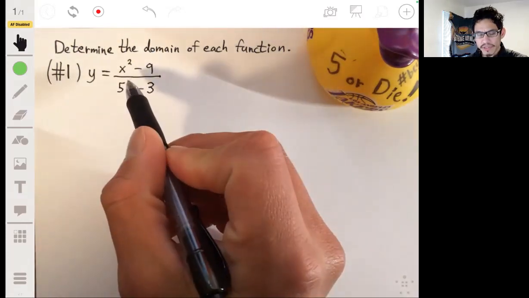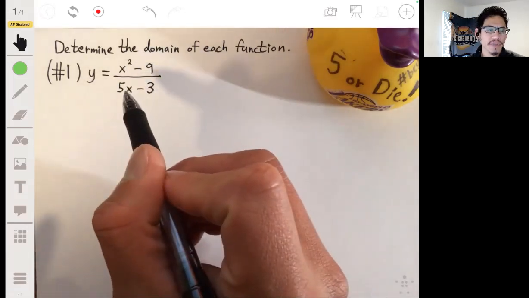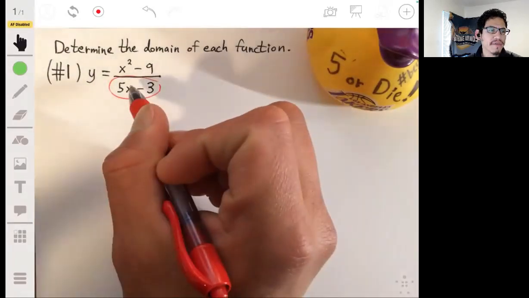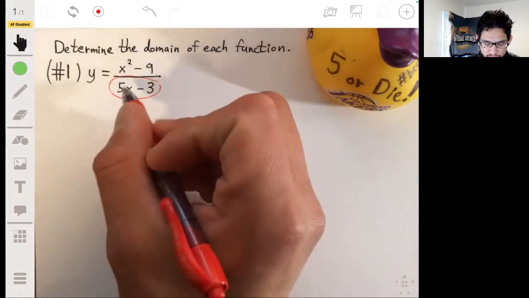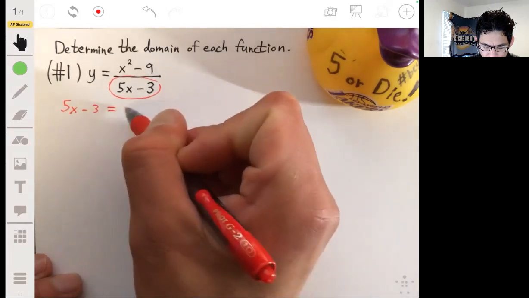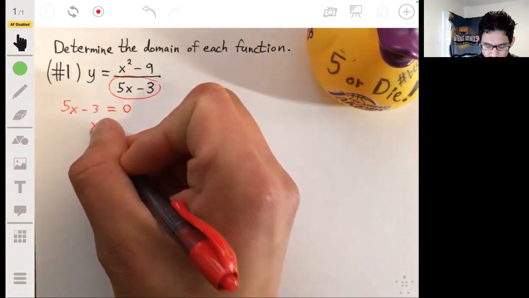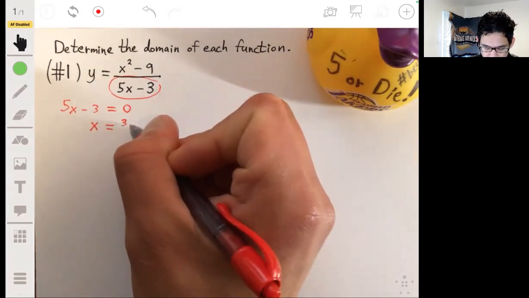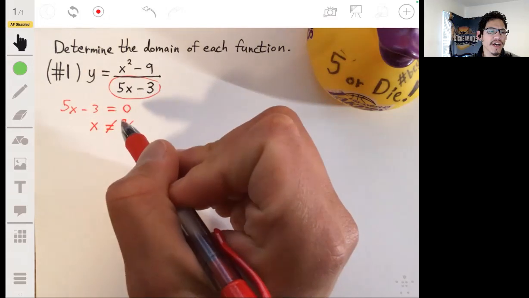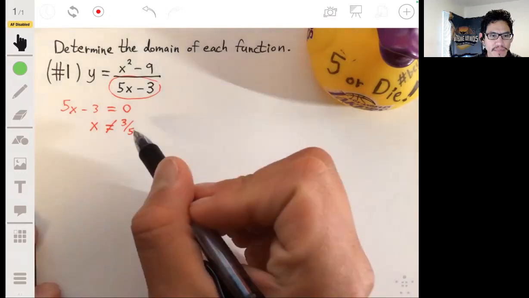Sometimes it's easier to figure out what values you can't put into the function. And in this case, it would be values that would make the denominator equal to 0, because we can't divide by 0. It would be undefined. So we set 5x minus 3 equal to 0. And when we add 3 and divide by 5, we get x is equal to 3/5. But x can't be 3/5, because that's the one value that we can't put into this function. So the domain will be all the values except 3/5.